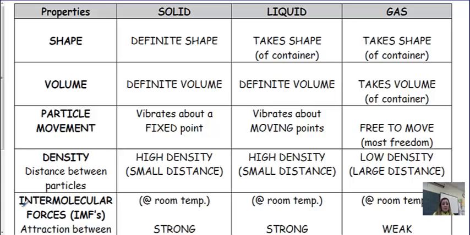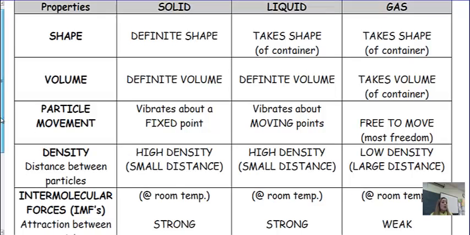Now you have this table in your notes. You need to study this table. We need to know the properties of every single phase. So we have solids with a definite shape, liquids take the shape of the container, and gases also take the shape of the container. Volume for solids is definite. For liquids it's also definite, but gas will take the volume of the container.